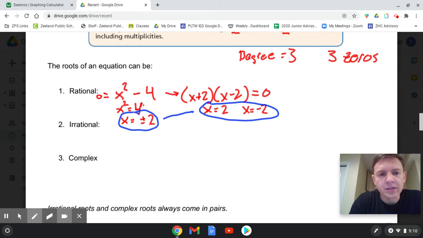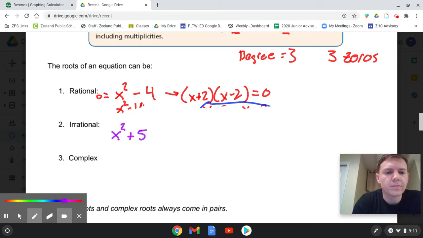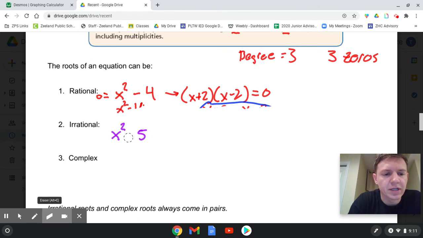All right, let's go on to irrational. I'm going to erase a little bit to give myself some room. An example of irrational roots. Those are still real numbers, but they're irrational. Let me redo that one, x squared minus 5. Let me erase that. X squared minus 5 would be an example of irrational. I got a little ahead of myself. Okay, so x squared minus 5 now.